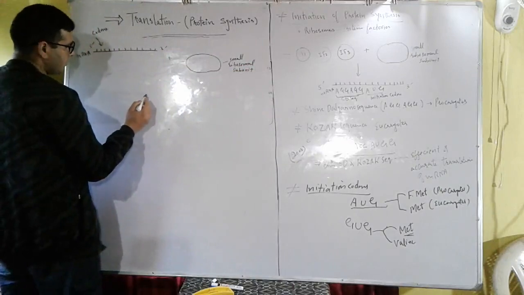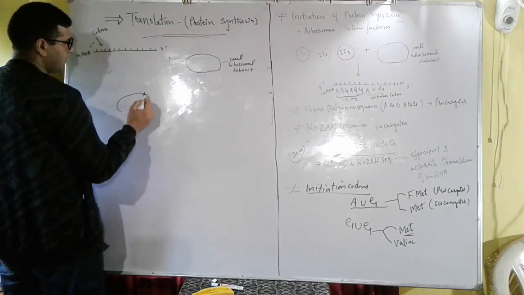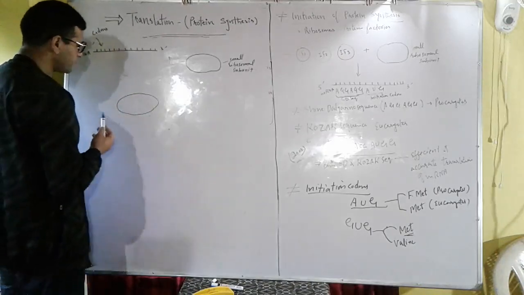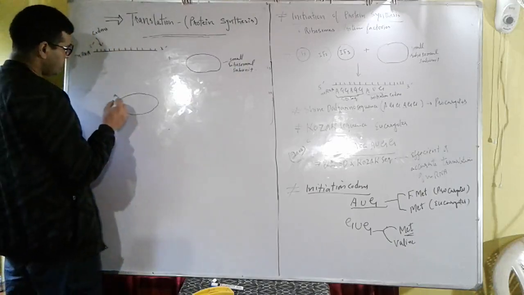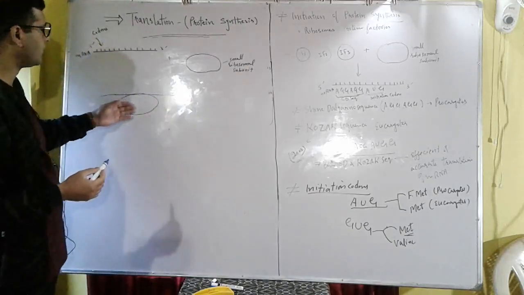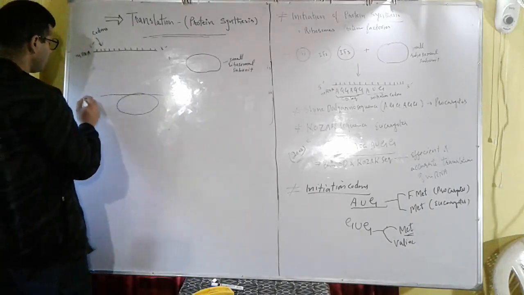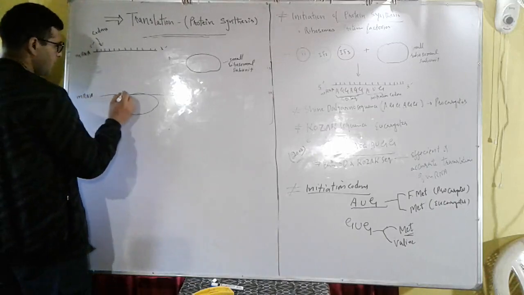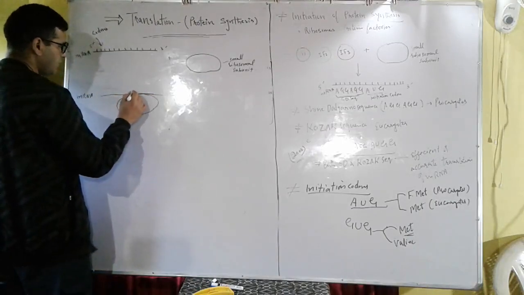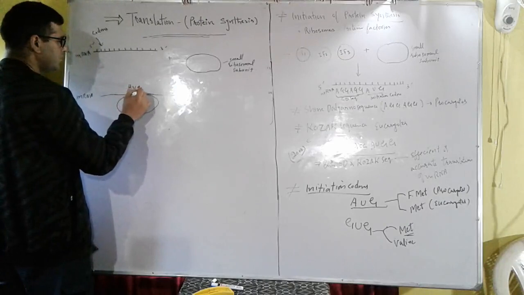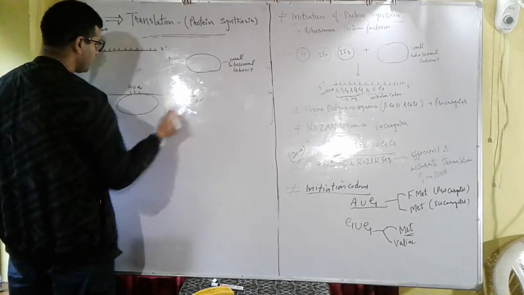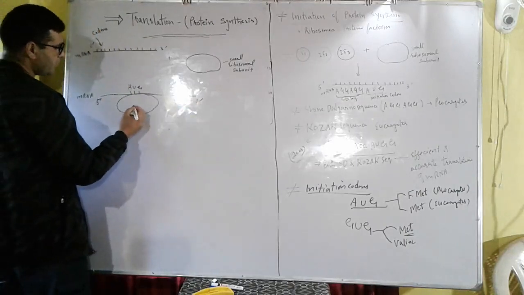So protein synthesis will start like this. The mRNA, messenger RNA, will get attached to the small ribosomal subunit. This is messenger RNA. Suppose it is an AUG codon. This is the 5' end, 3' end, small ribosomal subunit.